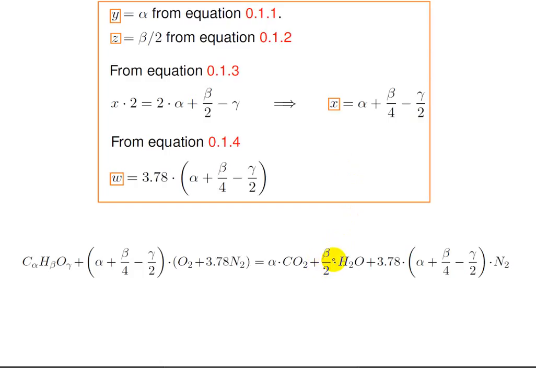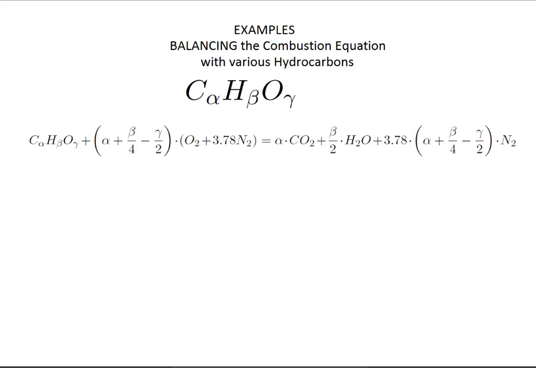Finally, we can write the balanced equation only in terms of alpha, beta, and gamma. So alpha is the number of carbon atoms, beta is the number of hydrogen atoms, gamma is the number of oxygen atoms, and now the coefficient for air is in terms of alpha, beta, and gamma. There's the air right there. Over here we have alpha CO2 molecules, we have beta over 2 water molecules, and we have this many nitrogen molecules. So that concludes the algebraic method for balancing the stoichiometric hydrocarbon fuel air equation.